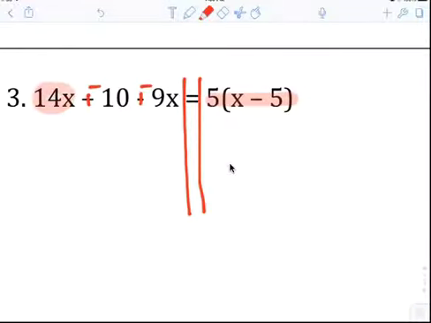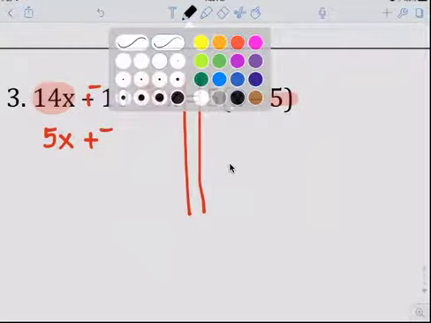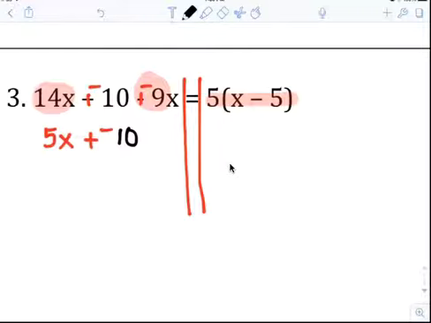You combine this and this together, because they both have x: 14 plus negative 9 is 5x plus a negative 10. Okay, you can't do anything else. That's problem 1, simplifying that expression. And then the other side is problem 2. We simplify using the distributive property.